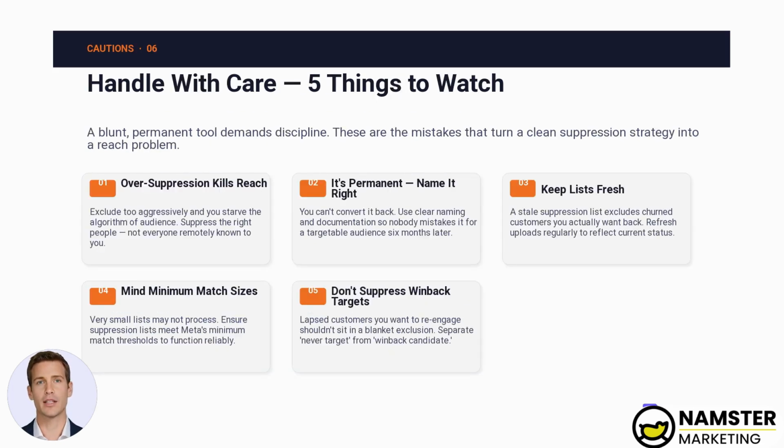Despite their power, these tools must be handled with care. We have identified 5 critical cautions. First, remember that over-suppression kills reach. Don't starve the algorithm by excluding everyone remotely known to you. Second, because they are permanent, you must name them clearly so no one confuses them for targetable lists 6 months later. Third, keep your lists fresh. A stale list might exclude churned customers you actually want to win back.